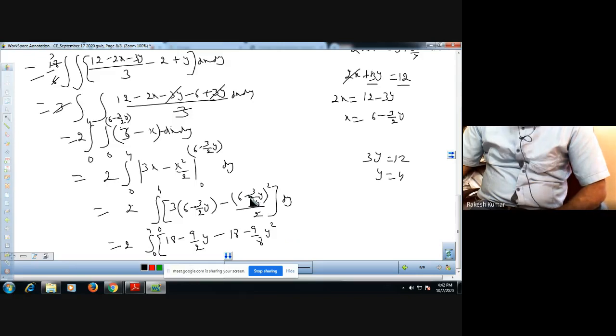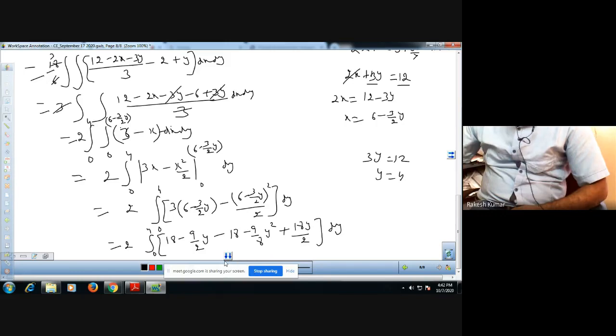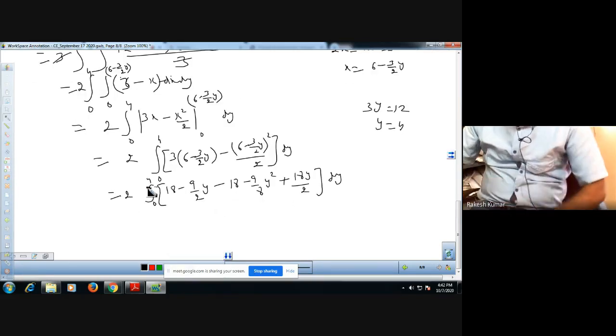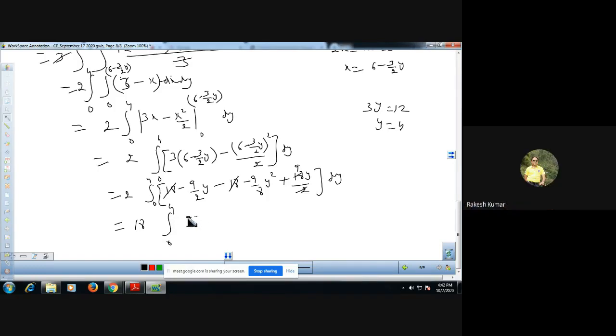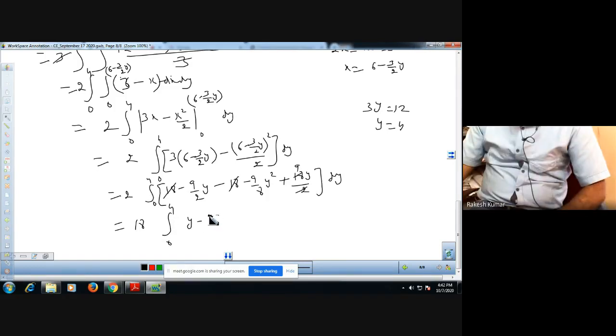And the next value should be negative. Negative means it becomes positive. So you will have this value after taking the square. So 18 is cancelled, and this comes out to be 9y, and 9 is common from all, and that will be 0 to 4, y minus y by 2, and minus y square upon 8.